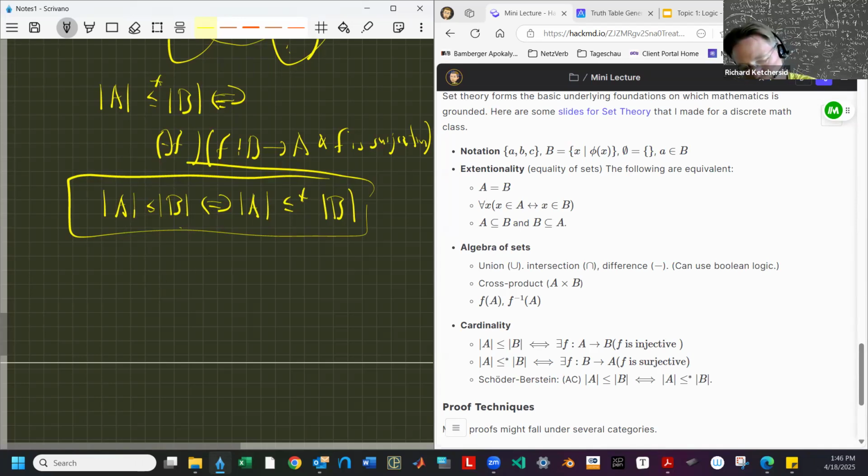Like if I want to show Q has size less than or equal to Z, where these are the rationals and these are the integers, well, according to this, all I need is a surjection from Q onto Z. Well, that's easy, because Z just sits inside of Q, so I can clearly surjectively map Q onto Z.